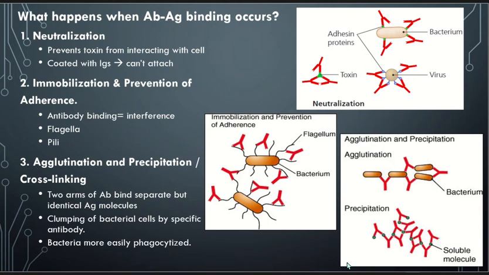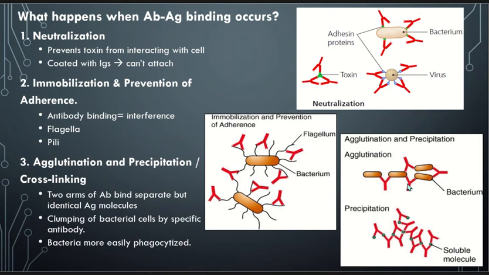And agglutination and precipitation is pretty much when you're going to see both arms of that antibody binding multiple antigens. So they can be creating these complexes with soluble antigens, or they can sometimes cross-link with each other. And we'll take a look at a little bit of that when we talk about cross-reactivity.